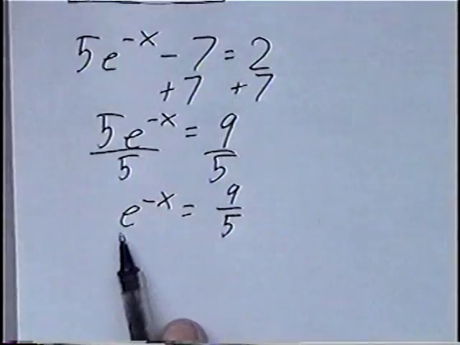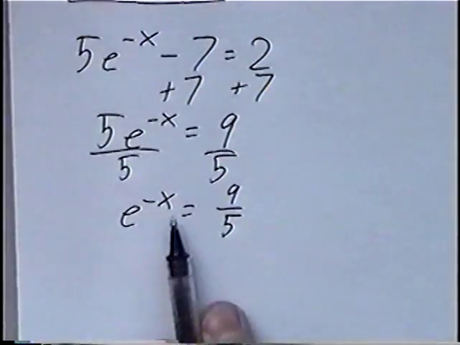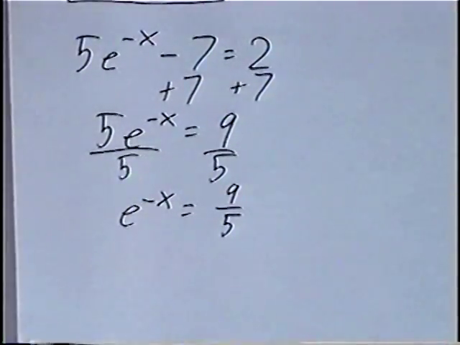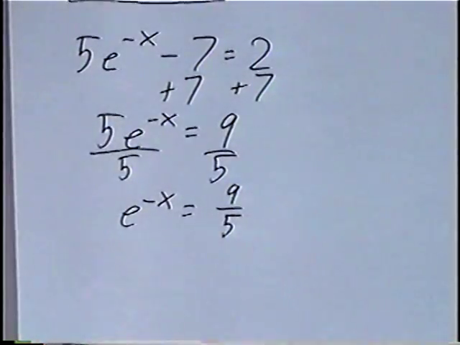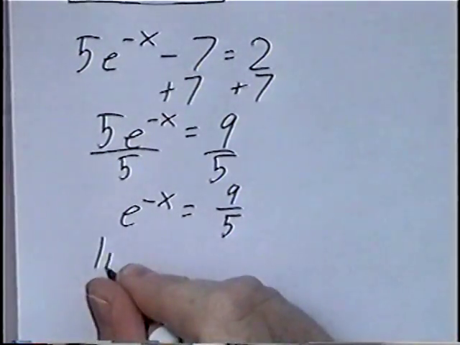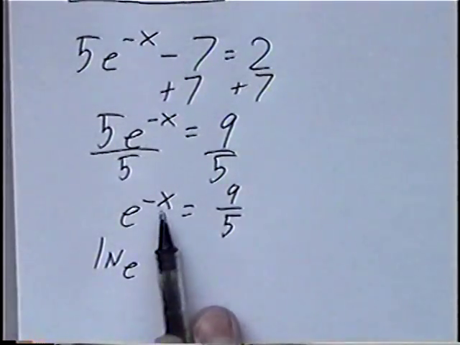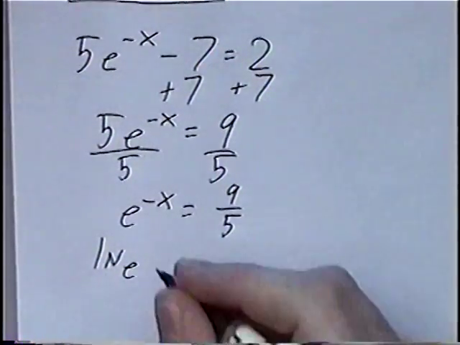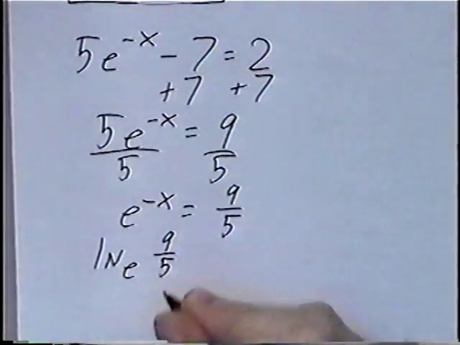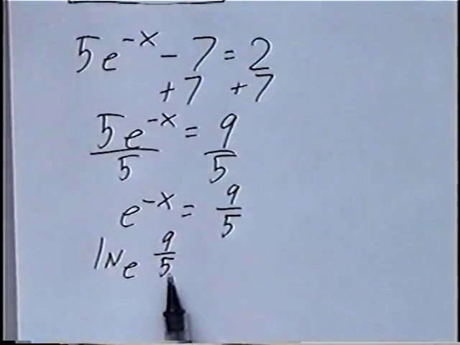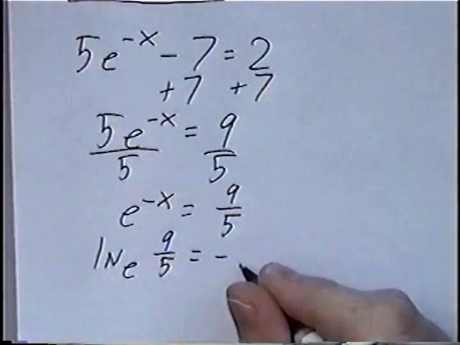And again, when you have an exponential form, e to the x power, to solve for x, we can switch this to natural logarithm form anytime we have a base e. So the natural logarithm, e would remain the base, and negative x and the fraction 9/5 will switch sides. So we'll have the natural logarithm of 9/5 equals negative x.